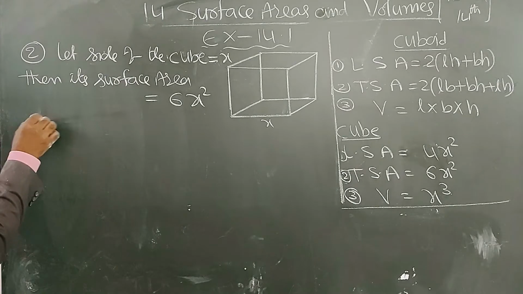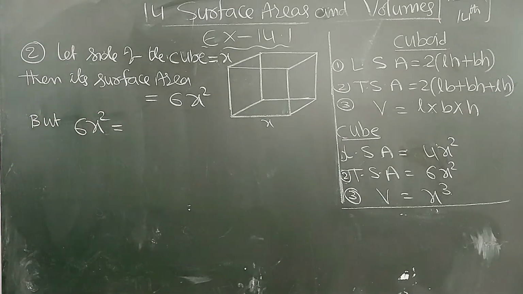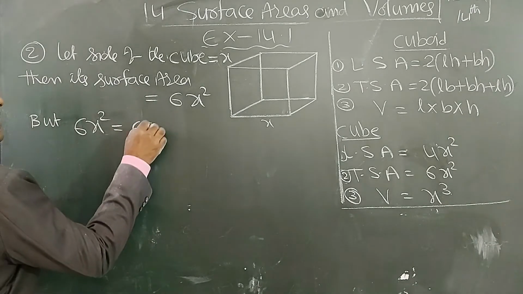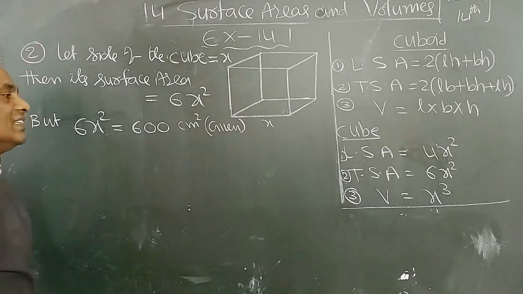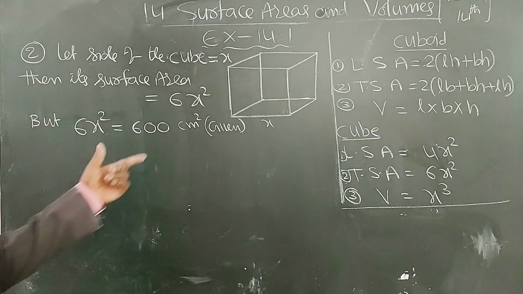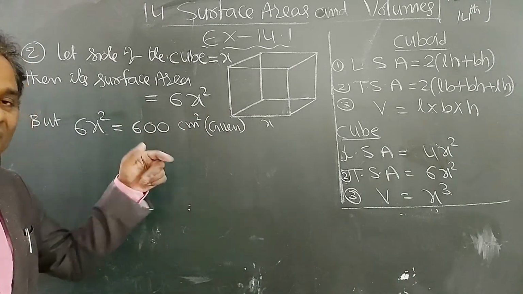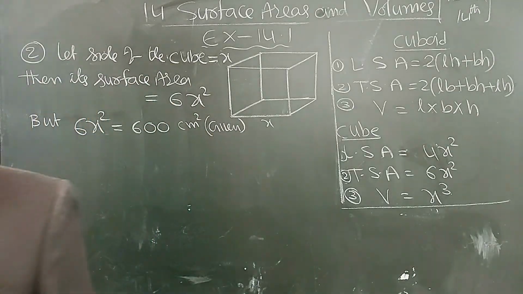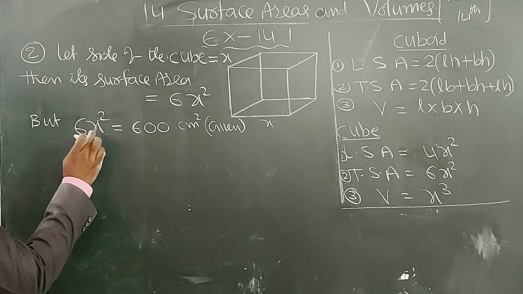But this total surface area is 6x square, and in the problem it is given as 600 centimeter square. What is the formula for total surface area of the cube? 6x square, but it is given as 600 in the problem. See, read the question. Then we have to find the x value.